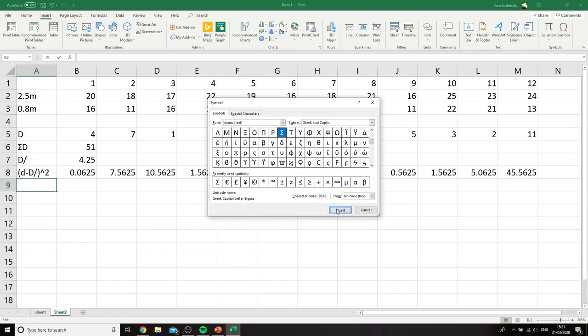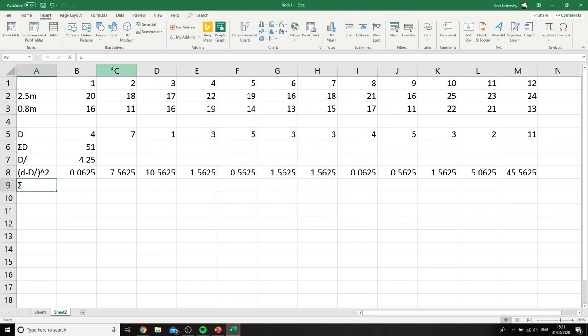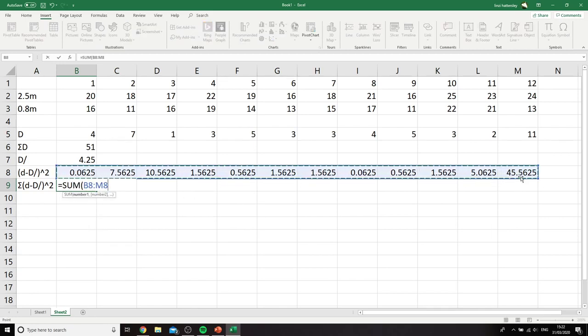Fifth step, you need to calculate the sum of all those. Equals sum, select. If I'm going too fast, don't forget you can pause the video.